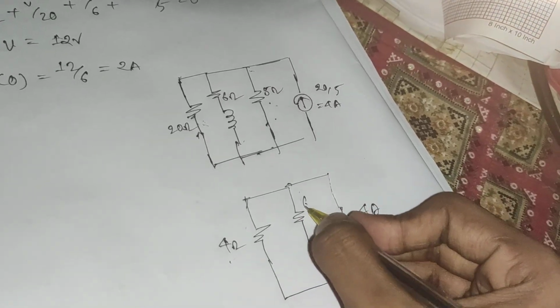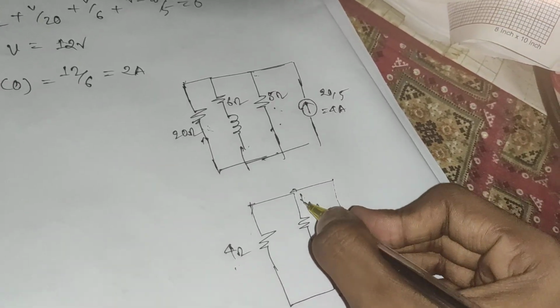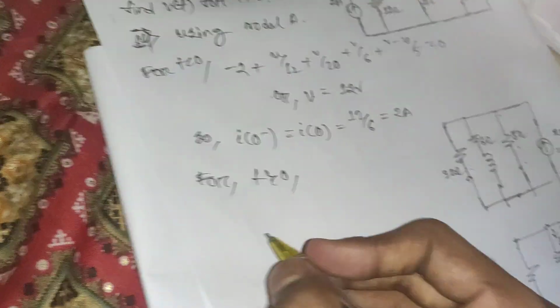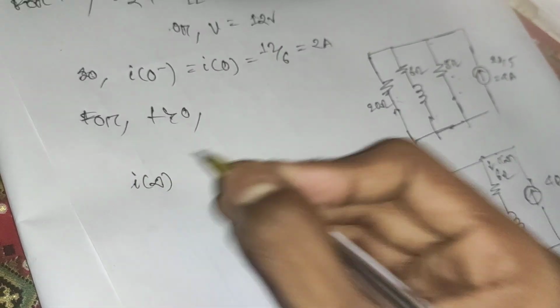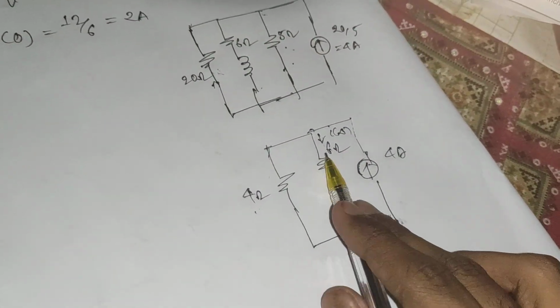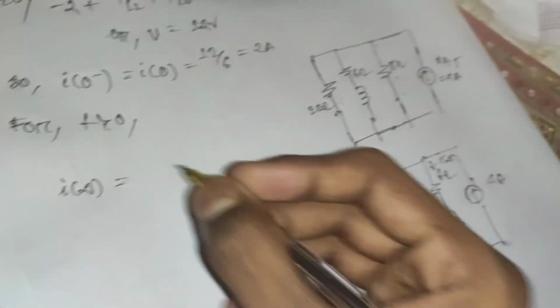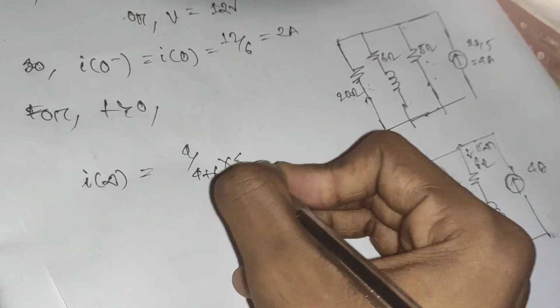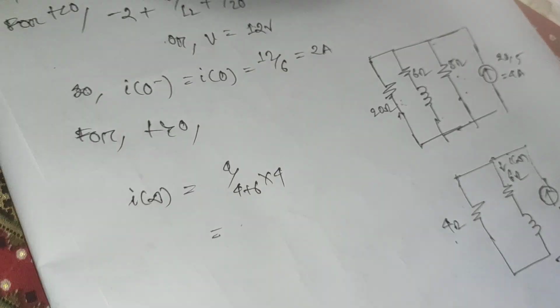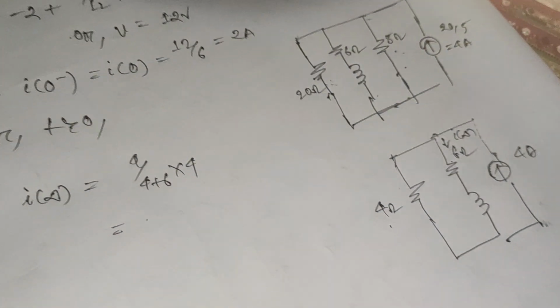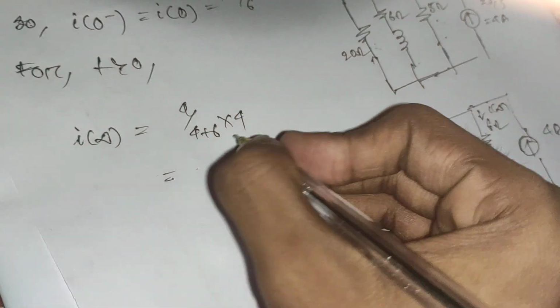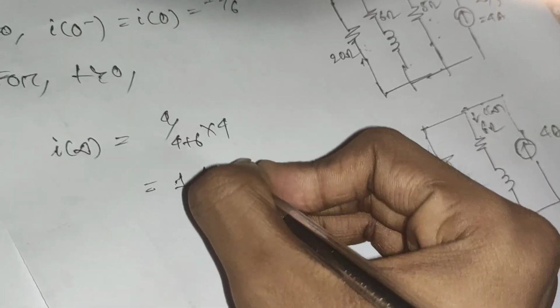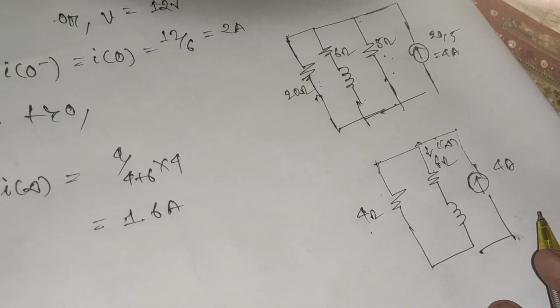So it will be 6 ohm, and the current through it is I infinity, right? Let's calculate I infinity through the current divider law. I infinity will be 4 by (4 plus 6) into the total current 4. So the current will be 4 by 10 into 4, 16 by 10 equals 1.6 ampere. So I infinity will be 1.6 ampere.